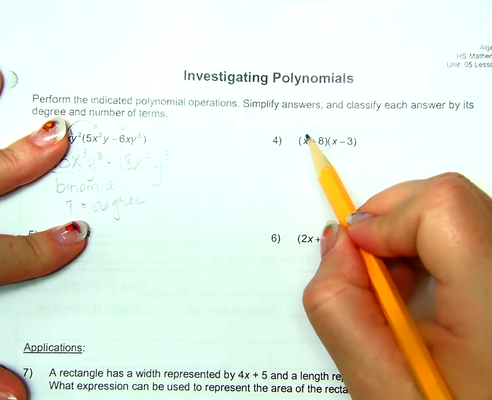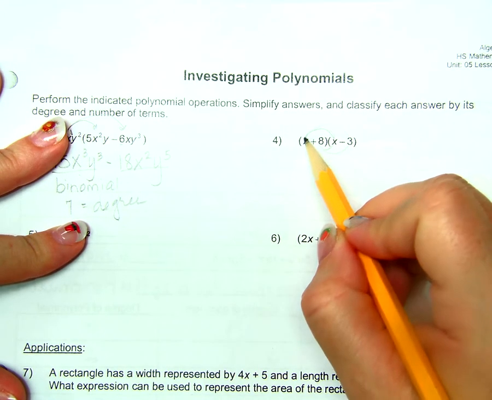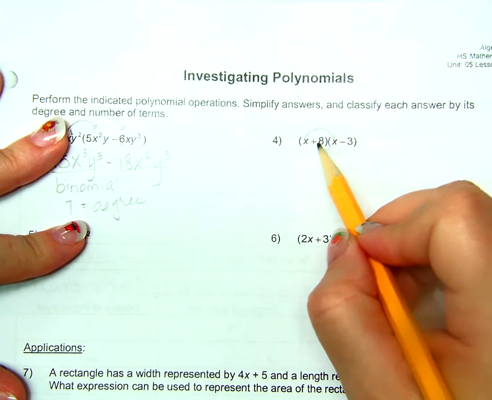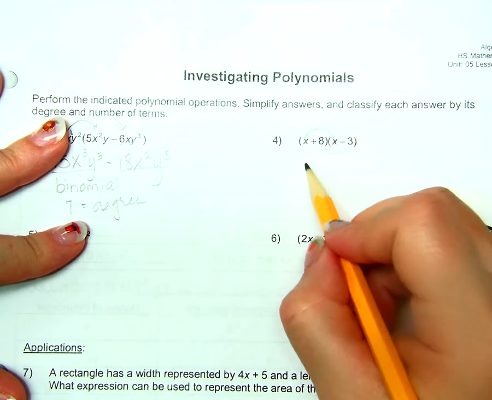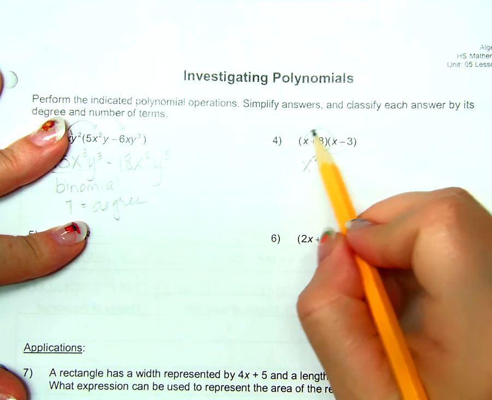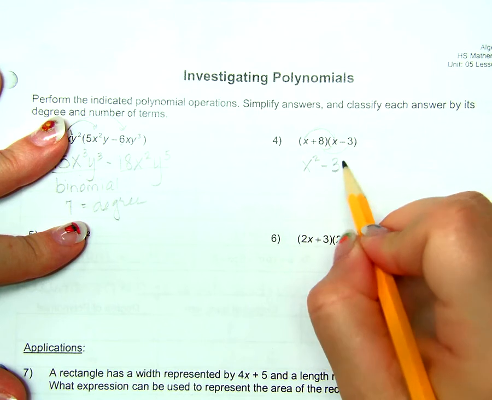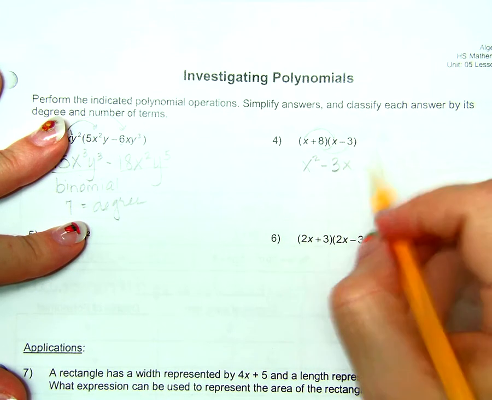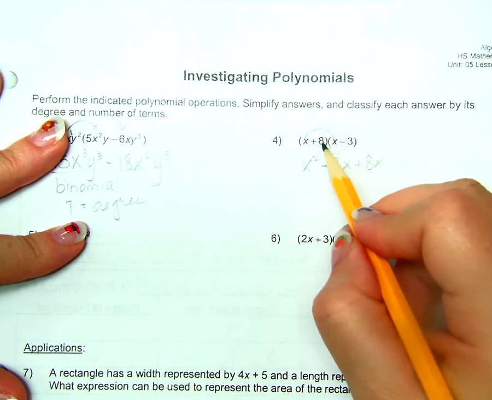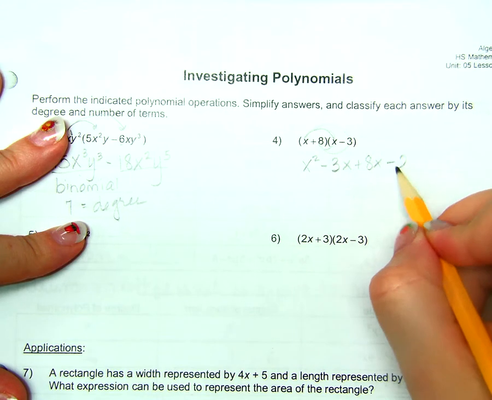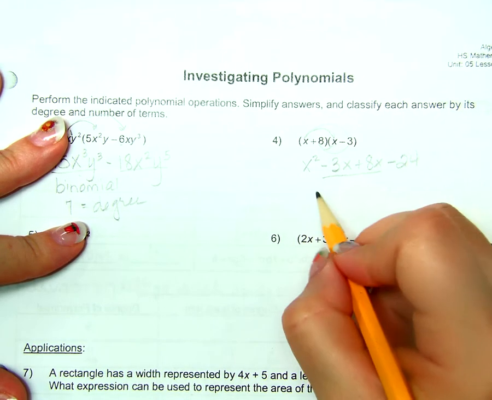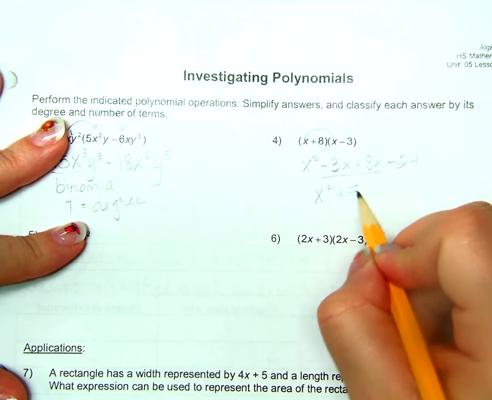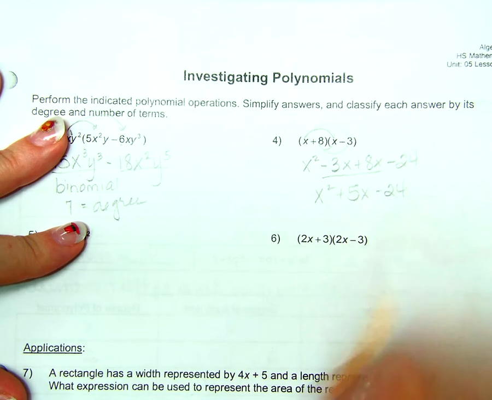So we are going to do the first 2 terms, but really I'm just multiplying this term times each of those and this term times each of those, okay, which is the distributive property. So x times x is x squared. X times negative 3 is negative 3x. 8 times x, which is 8x, and 8 times negative 3, which is negative 24. When I combine my like terms, I get x squared plus 5x minus 24.